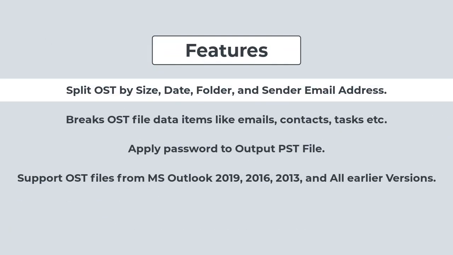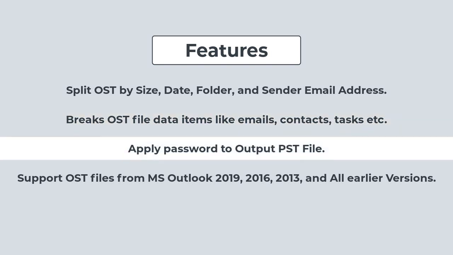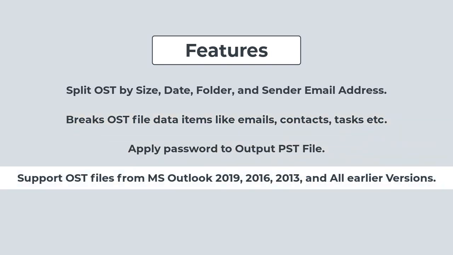Now let's check out the main features of the software. The software splits or resizes OST files into multiple PST files according to size, date, folder, and sender email address. Breaks OST file data items like emails, contacts, tasks, etc. Allows encrypting new PST files with a password. Supports OST files from MS Outlook 2019, 2016, 2013, and all earlier versions.